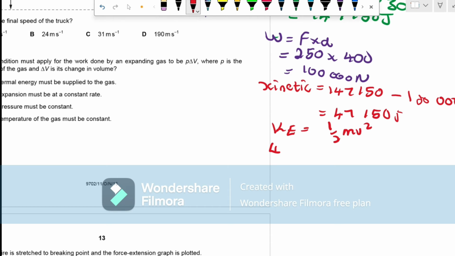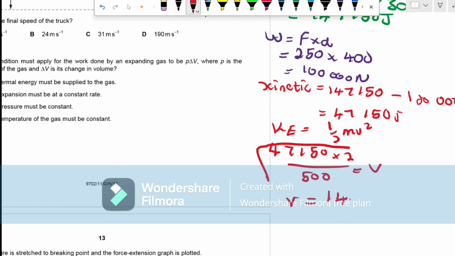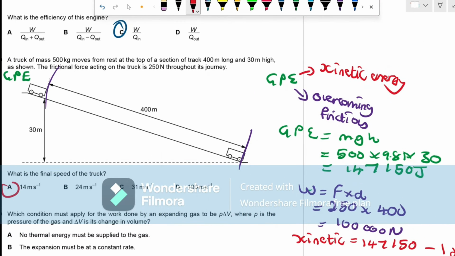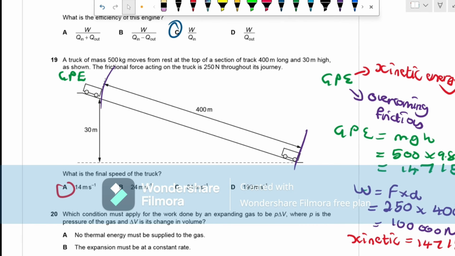So we have 47,150 by 2 divided by 500. The square root of that is going to be my V. Therefore, my V is finally going to be 14 meters per second. Very important. So the answer is going to be B. Move on to question 20.